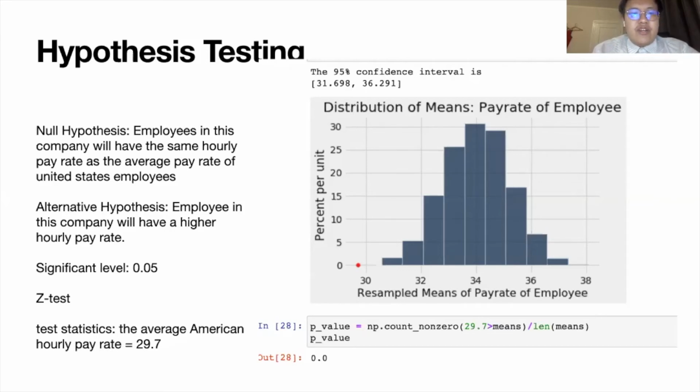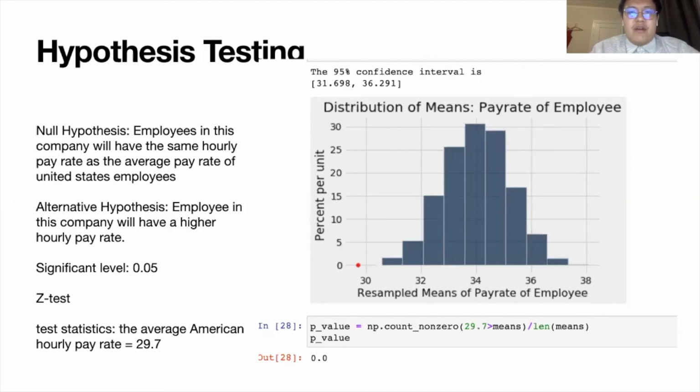We choose a significance level of 0.05, and we conduct a Z-test. Our test statistic is the average American hourly pay rate, which is 29.7 according to the United States Bureau of Labor Statistics. Our result of this hypothesis testing is quite promising.